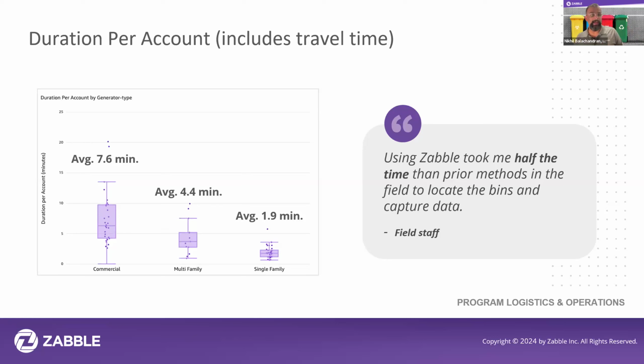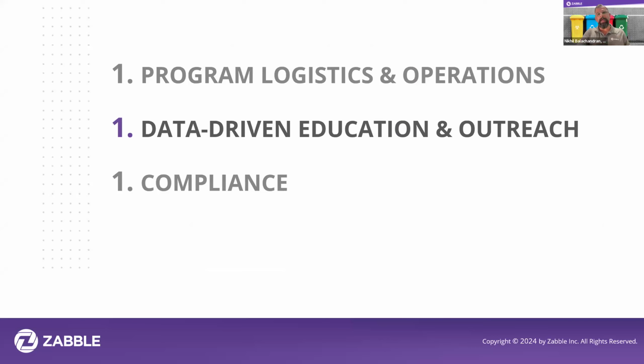We found that on average it took 1.9 minutes for a single family lid flip of all the bins, versus 4.4 minutes on average for multifamily and 7.6 minutes for commercial. So hopefully this sets the stage for future evaluations of these types of logistics to help improve the processes and benchmark them. Next slide. So from now, let's move on to insights that can help drive effective outreach and education.